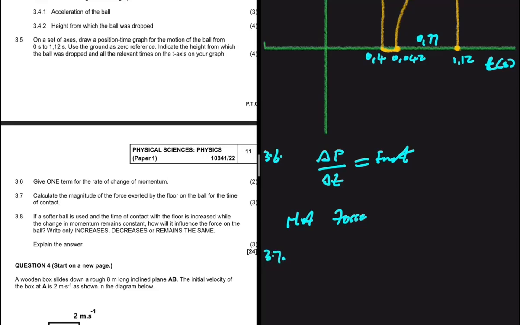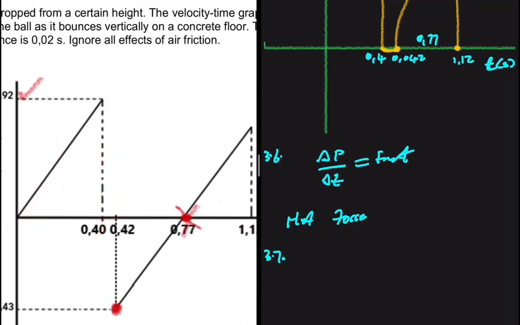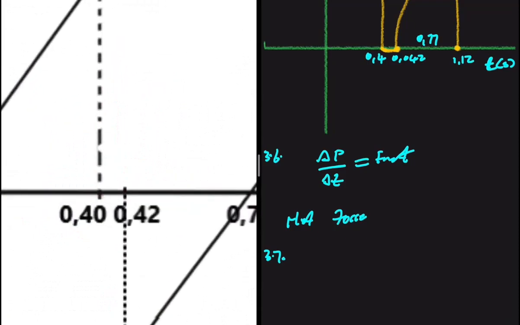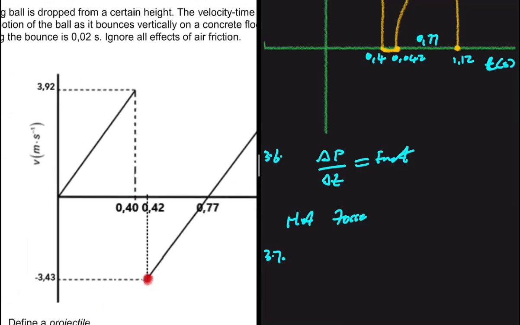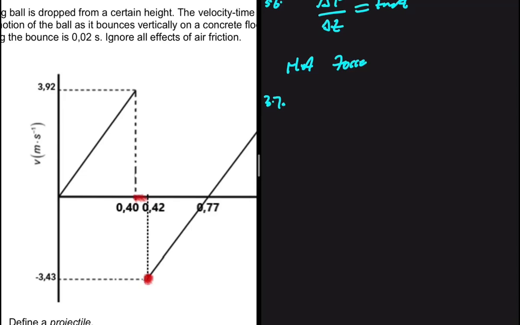3.7. Calculate the magnitude of the force exerted by the floor on the ball for the time of contact. So let's go to a graph and look at that. Yeah, let's just erase this. So we're interested only in this part of our motion. We're looking for the force that the floor exerts on the ball. But let's just sketch the free body diagram of the ball while it is in contact with the floor, so that we can have a bit of clarity.